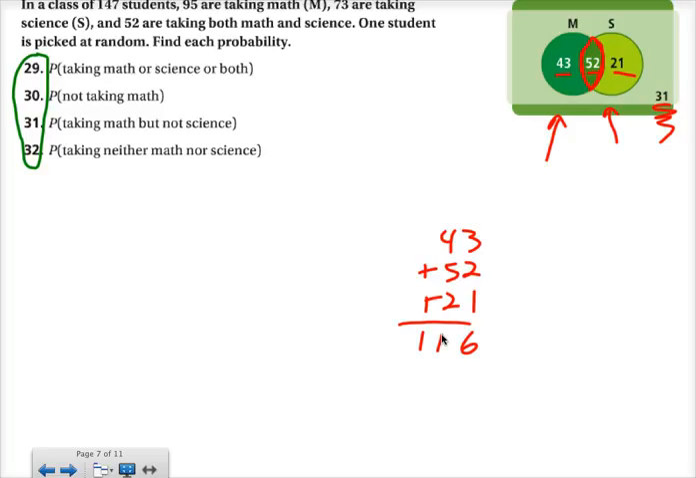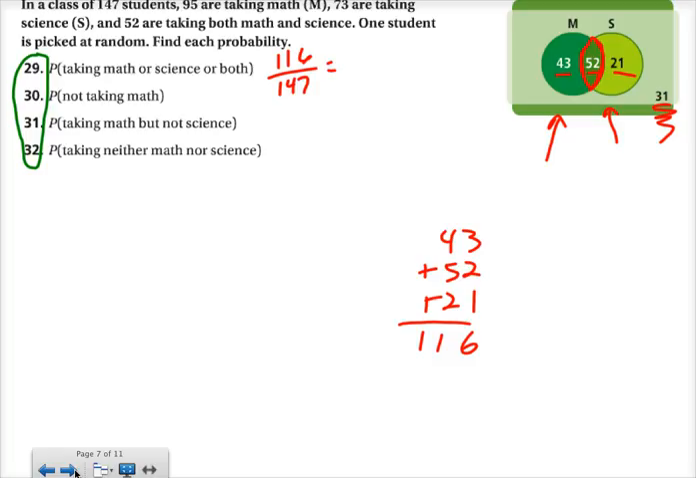And then we need the total. Well, they already told us that in the word problem. They said in a class of 147 students. So this will be 116 divided by 147. And the book might give you this one as a percentage, so you could certainly go ahead and crank that one out if you want to on your calculator.